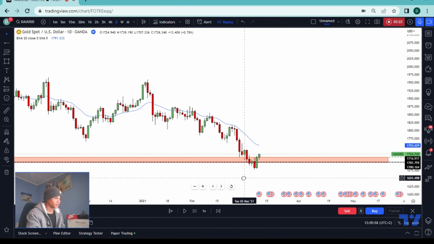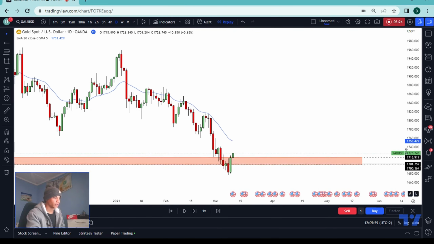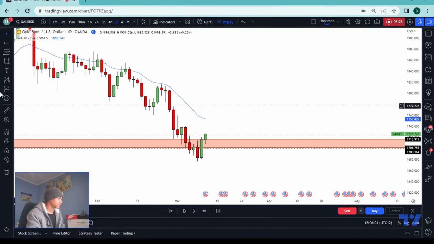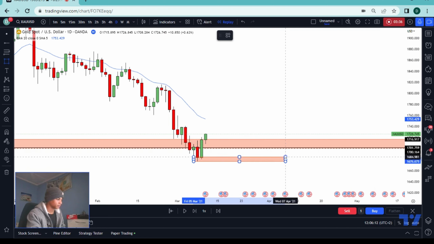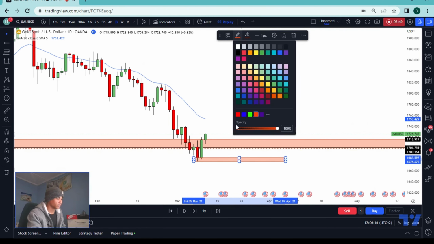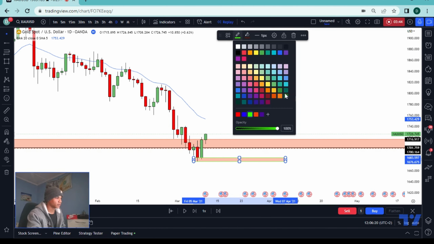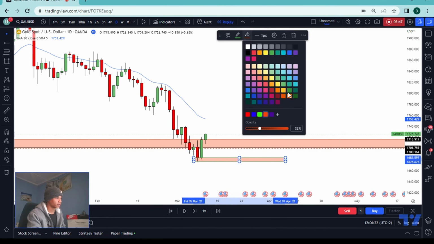So right here, we have price forming the first bottom. You can see this is the first bottom because this is a low forming according to structure and market trend. So we'll make this box a different color. Let's make it green.